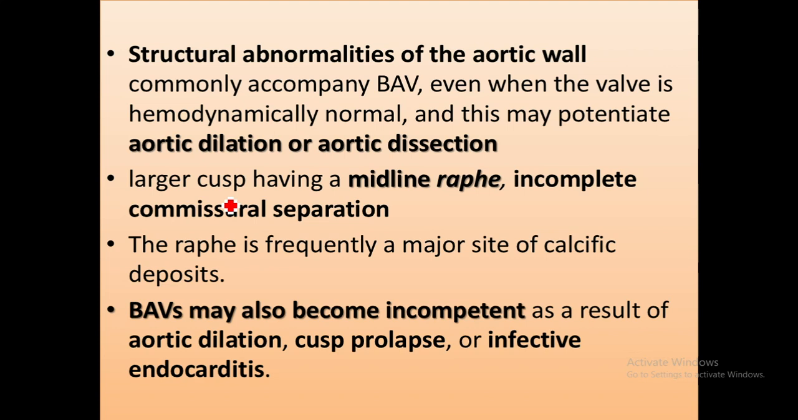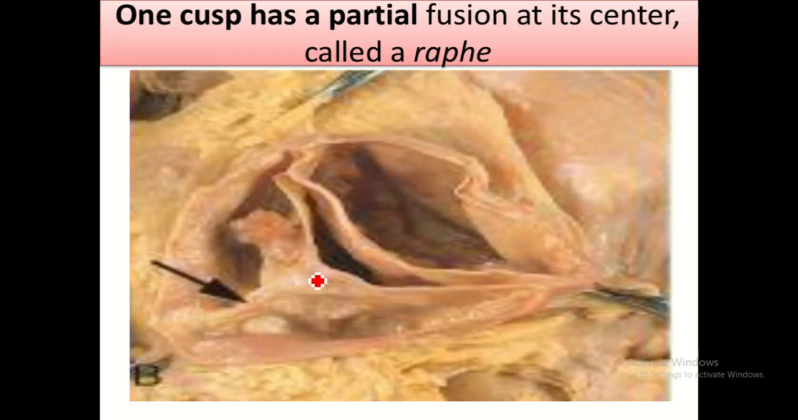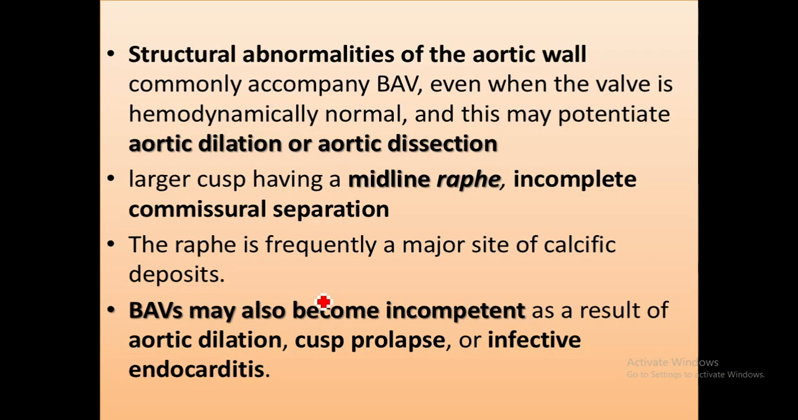Large cusps have a midline raphe that results from incomplete commissural separation during development, and these raphes are a major site of calcific deposit. As you can see in this picture, this lack of commissural separation results in this raphe, and it is a common site of this type of calcific deposit. So, one cusp has a partial fusion at its center called raphe. Bicuspid valve may also become incompetent as a result of aortic dilation, cusp prolapse, or infective endocarditis.